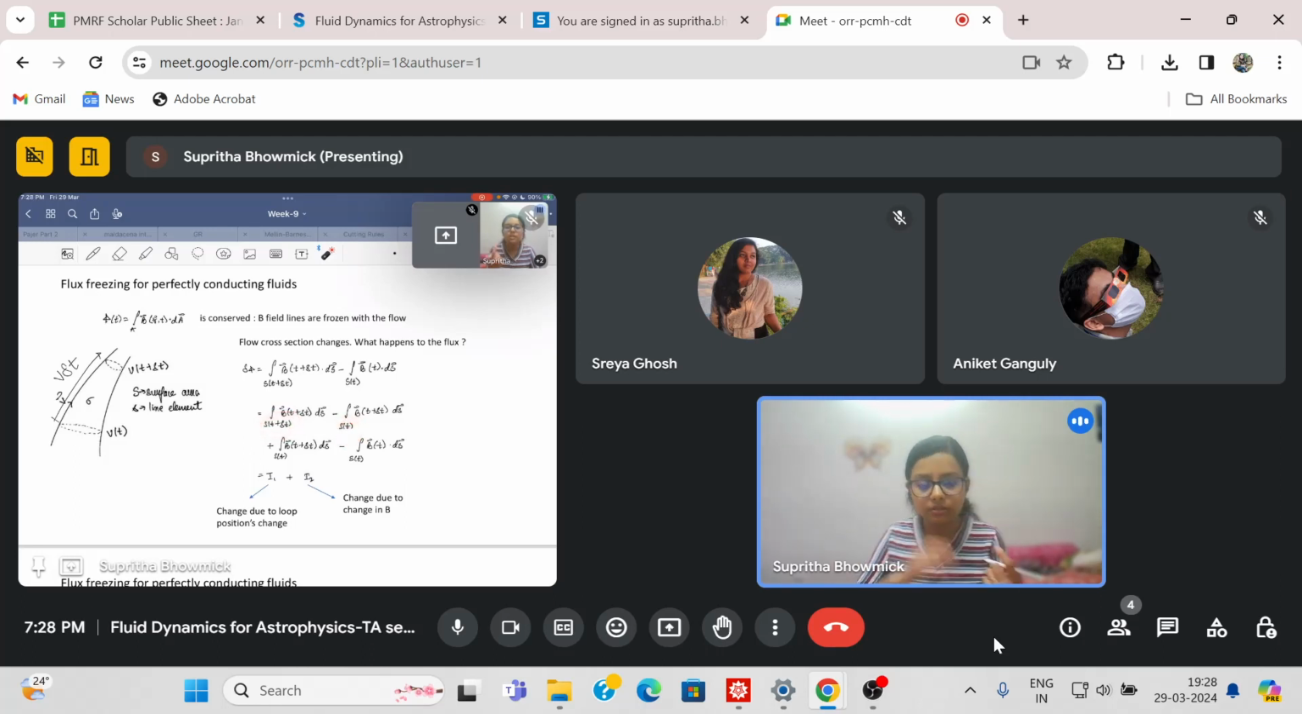What does that tell you? That if the magnetic field were to remain unchanged, then this term gives you the contribution due to the change in the loop position. You are changing this loop from here to here, and you get a change in flux. What is the change in flux? It's given by I1 because we're holding B constant. Okay, so this is purely due to this. This is the change in flux purely due to the change in the loop position.